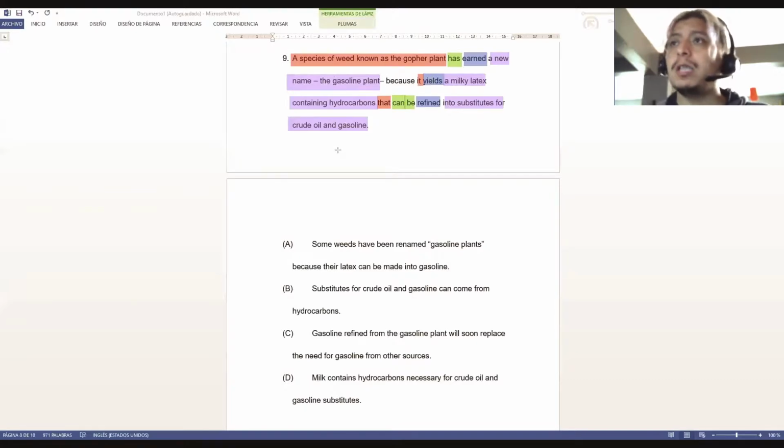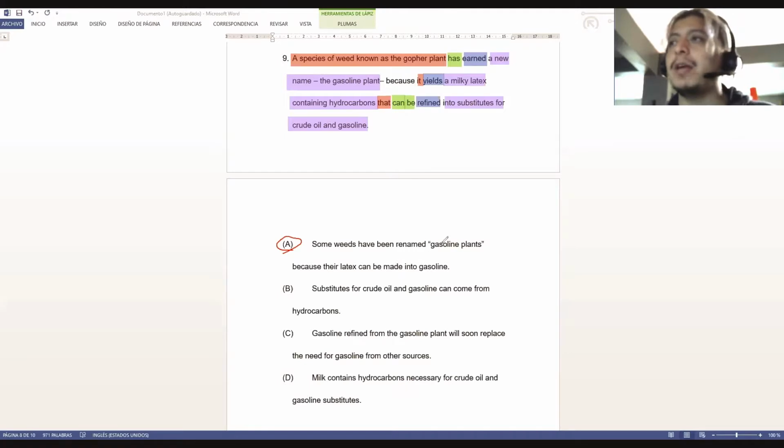So it says, some weeds have been renamed gasoline plants because their latex can be made into gasoline. Yeah, that's true. Well, not into gasoline, but into a substitute for gasoline. So I'd say that's correct, okay? I think that this is what they mean. It's not gasoline, but it's a substitute for gasoline. So I guess this is the point.